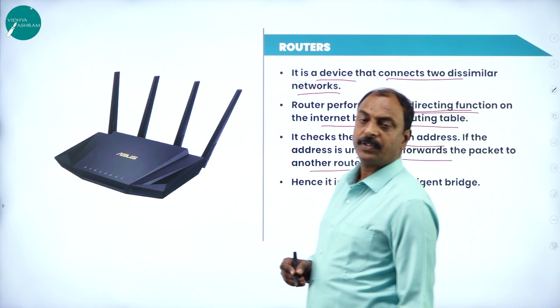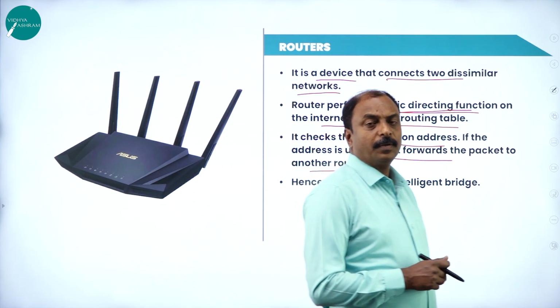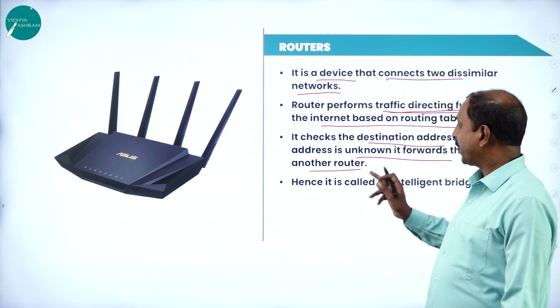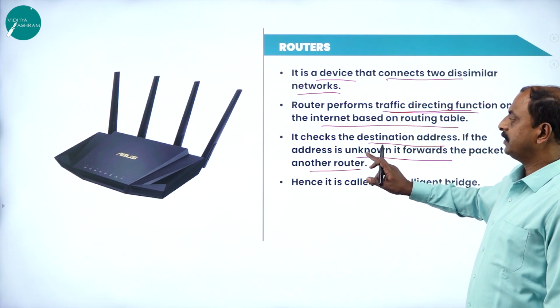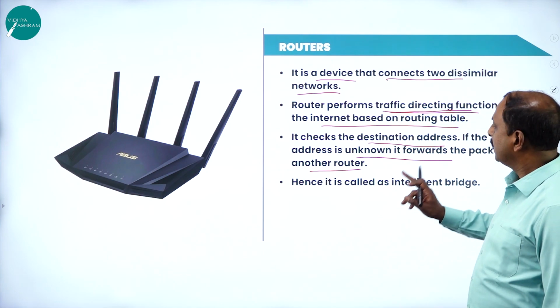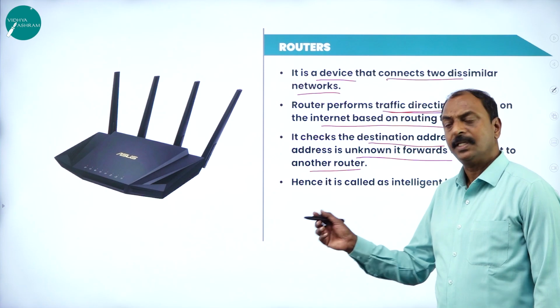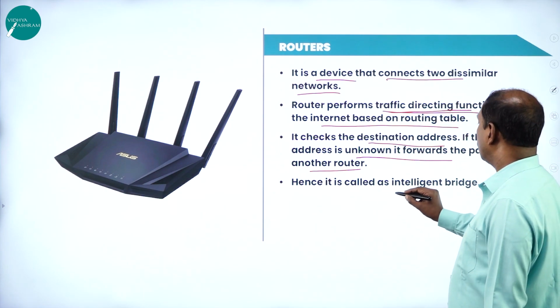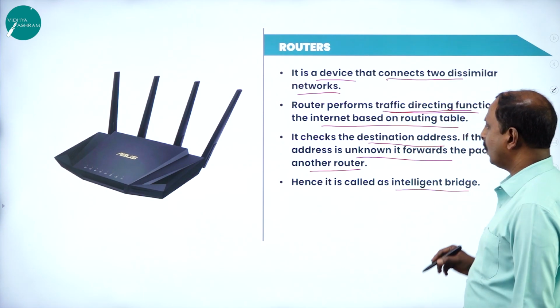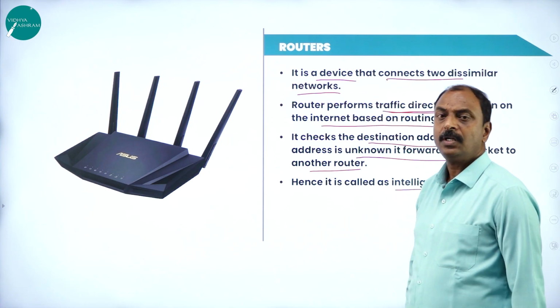If there is more than one router in different networks, it passes the signal or packets or data to the address which is specified. If the address is unknown, then the same packet will be transferred to another router, meaning another network. It is also called an intelligent device or intelligent bridge. So this is an important device called a router.